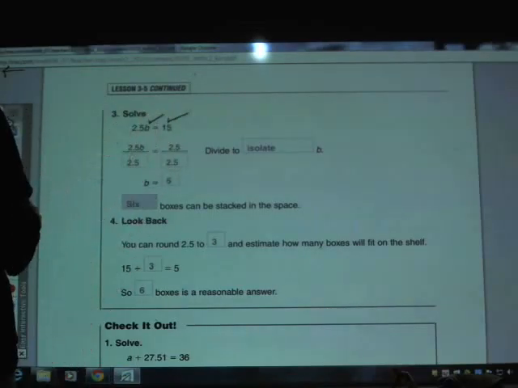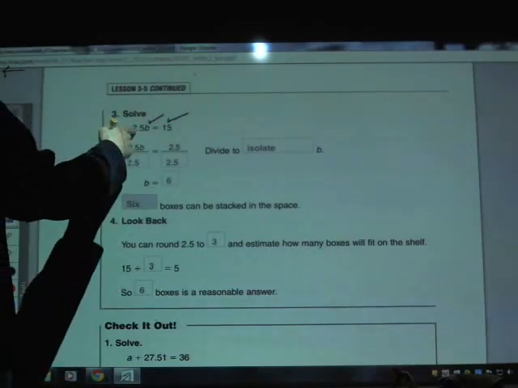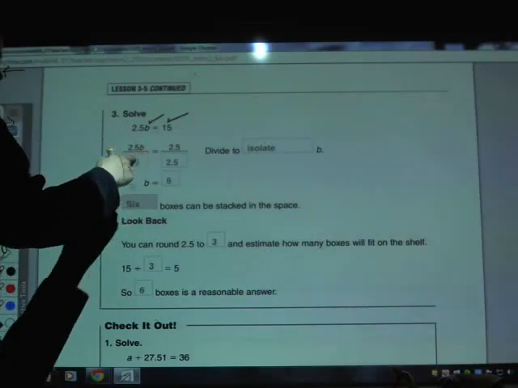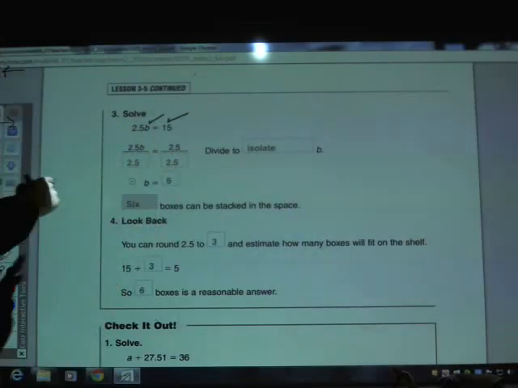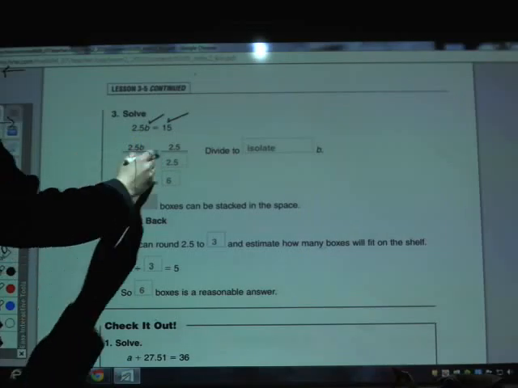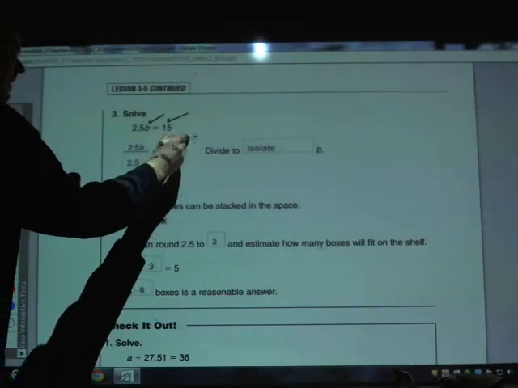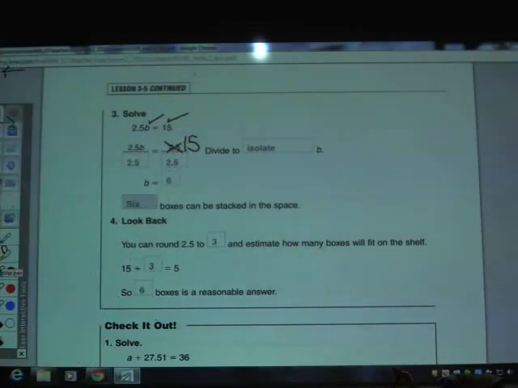So I'm just going to get rid of 2.5 by doing the opposite. Right now this says I'm multiplying by 2.5, so I'm dividing by 2.5 to solve. 15 divided by 2.5, they should say 15 here, fix your note-taking guide. 15 divided by 2.5 is 6, which in context of the question means I can put 6 boxes in the shelf space to fill up the entire 15-inch space.